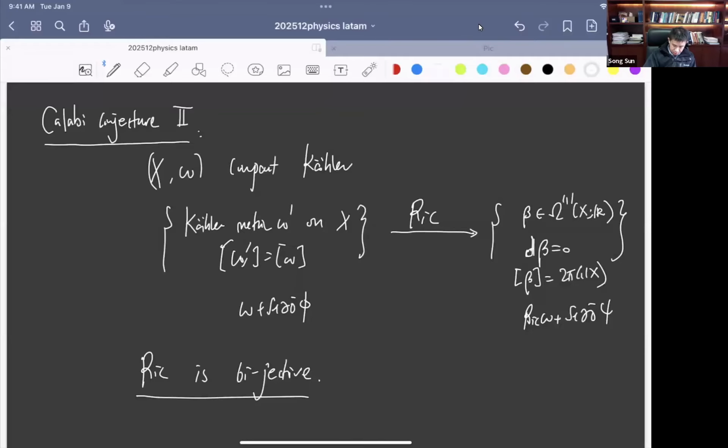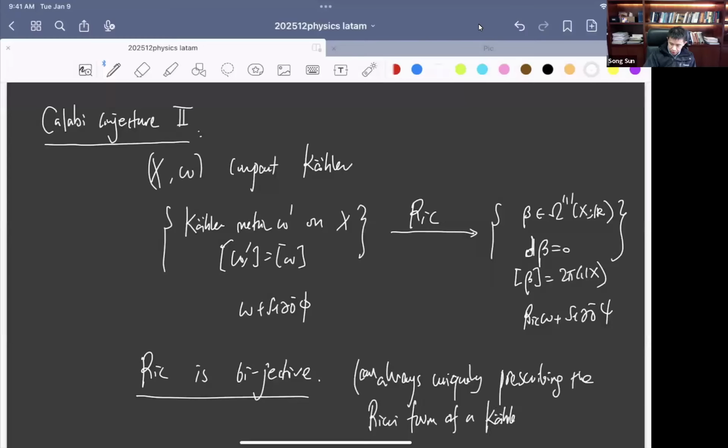But more generally, you can always uniquely prescribe the Ricci form of a Kähler metric in the Kähler class. So this is often very useful in complex geometry. Okay, so I think now maybe it's a good time to have a, let's say, 6 minute break. Continue.